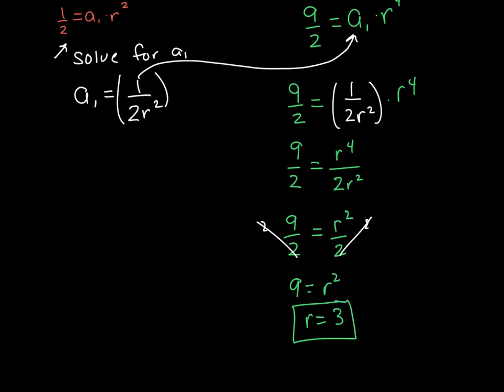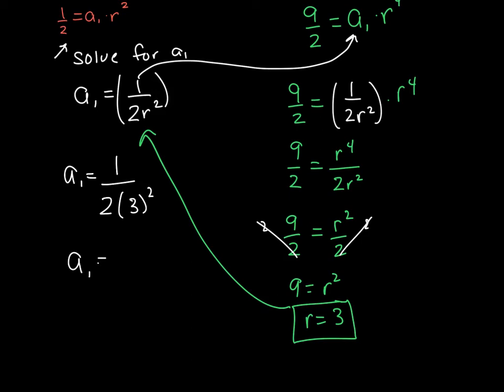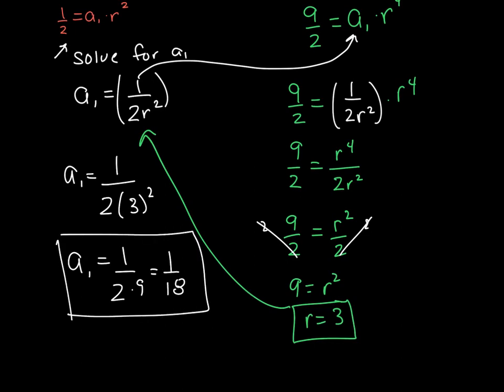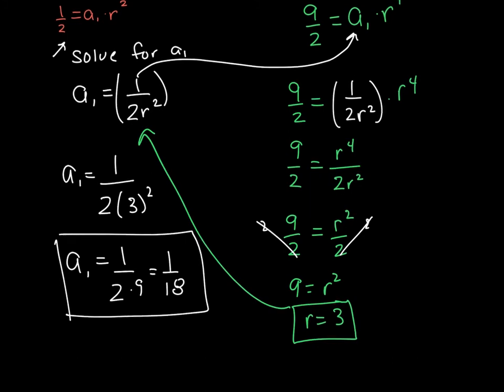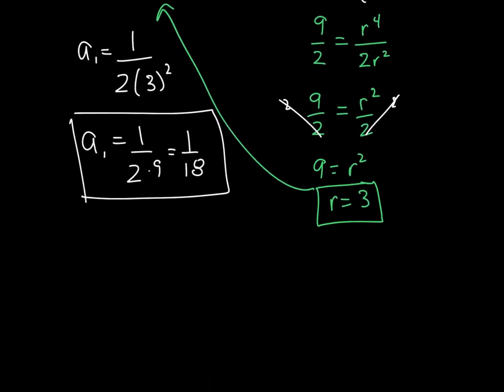Once I have that, I go back up to my equation to find out what a1 is. So a1 is equal to 1 over 2 times 3 squared, or 1 over 2 times 9, or 1 over 18. So that was a lot there, so I want to go through and double check this to make sure we're right.